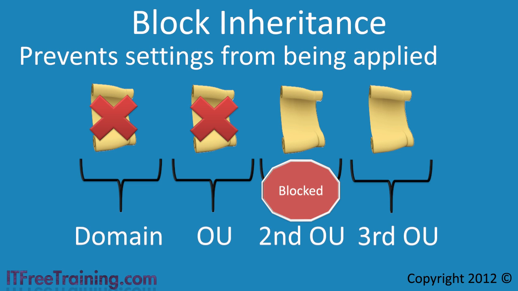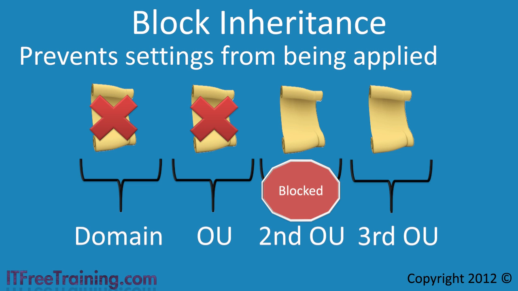Notice also that the OU under the blocked OU, the third OU, is able to inherit the settings from the above OU. Blocking inheritance will prevent any settings configured previously from being applied, but it will not block any settings after this from being applied.